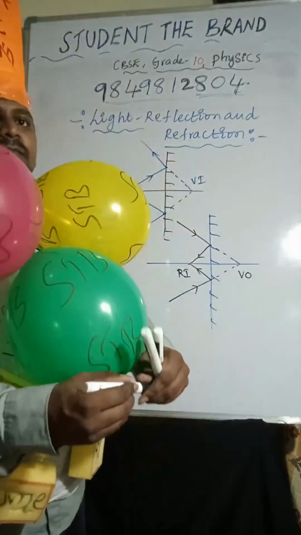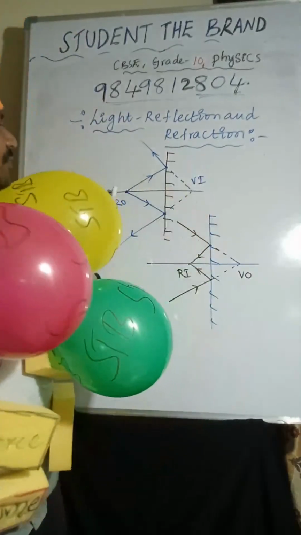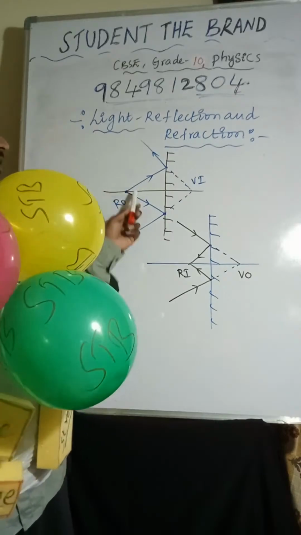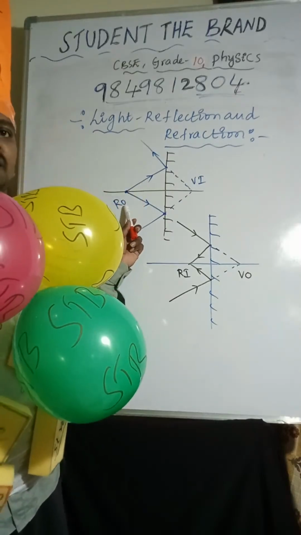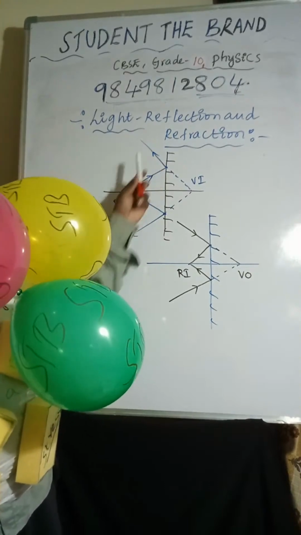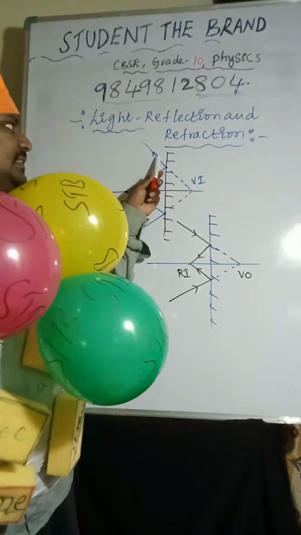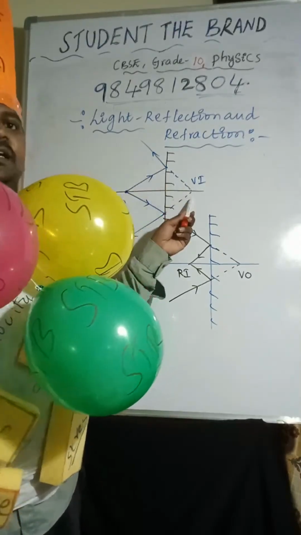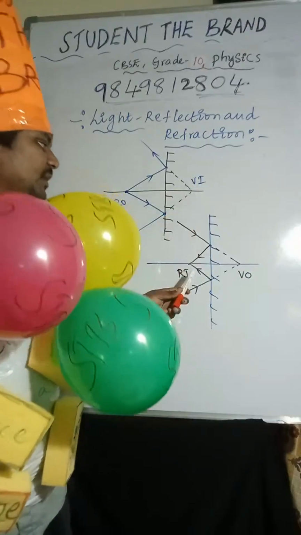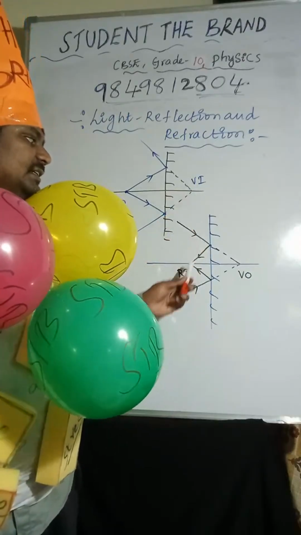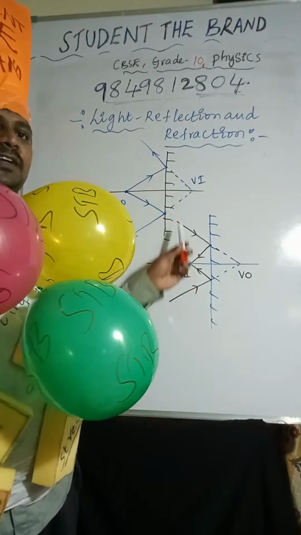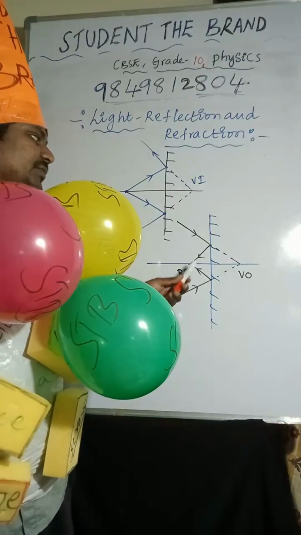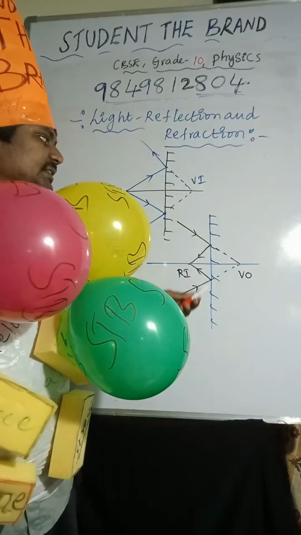Observe once. From here light rays are coming. The point of intersection of incident light rays is called a real object. After reflection, light rays are moving away from it, so we are extending these reflected light rays. The extended reflected light rays are meeting at one point, and a virtual image is forming here. In another case, reflected light rays are meeting at one point, and their real image is forming. Here we are extending the incident light rays.